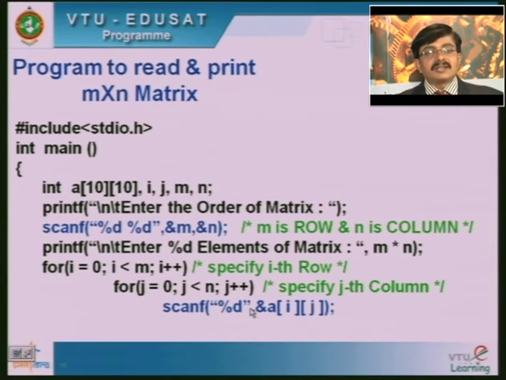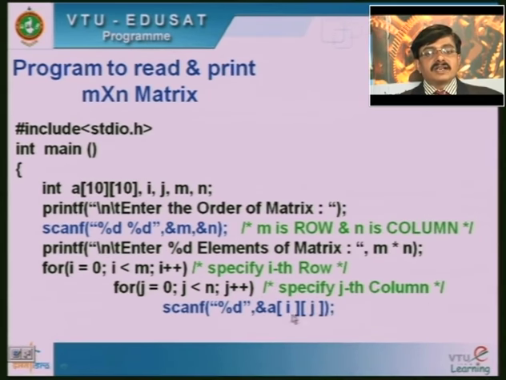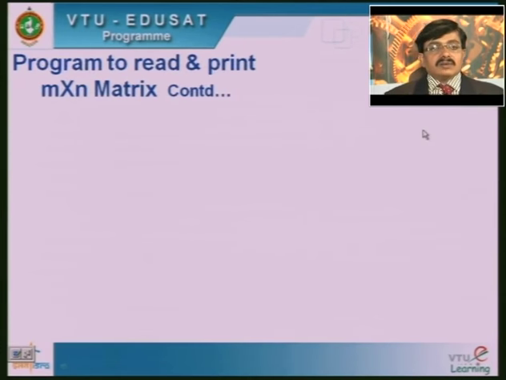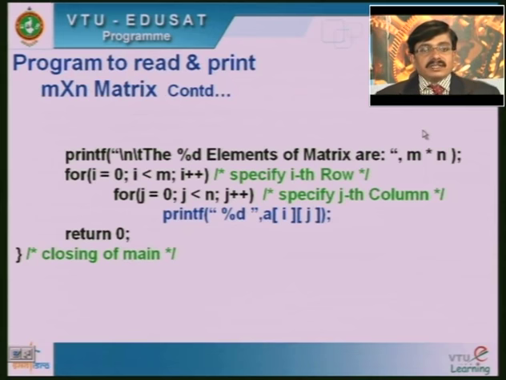Now to print this particular matrix, I should use the same statement, except that here I should use printf, and I should not mention the address. Address I mention only to read, and to print I can just print the elements of the matrix. So a[i][j] is sufficient: the ith row and jth column element of the 2-dimensional array A is supposed to be printed. Now here we have the code where the percentage d elements of the matrix are, so m into n I will mention here.